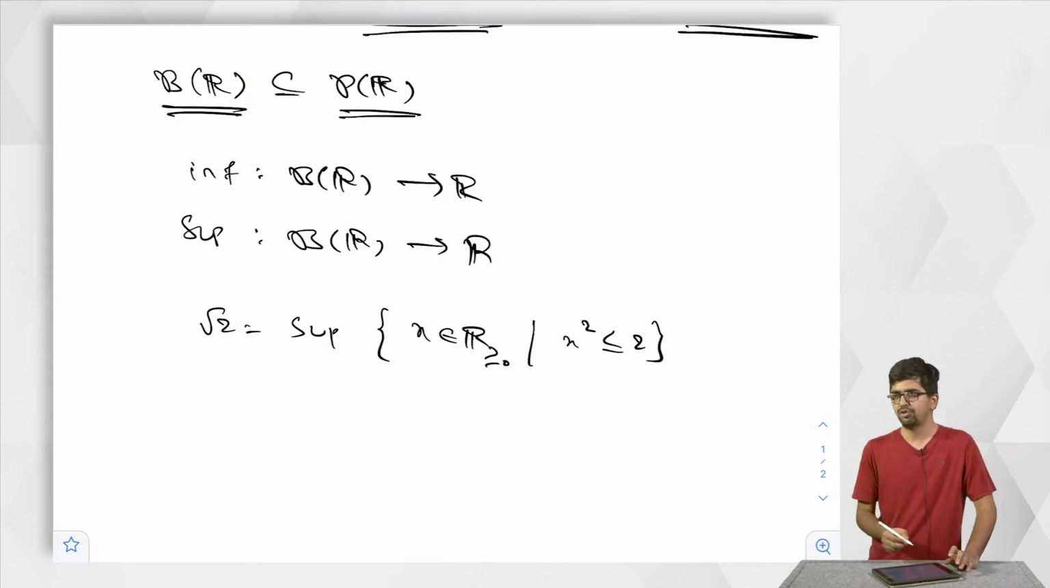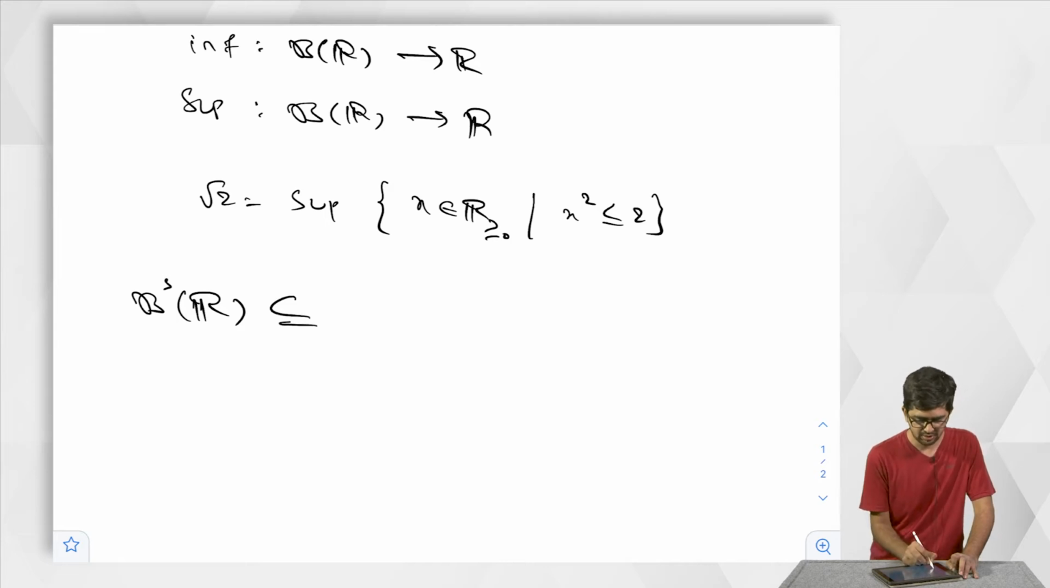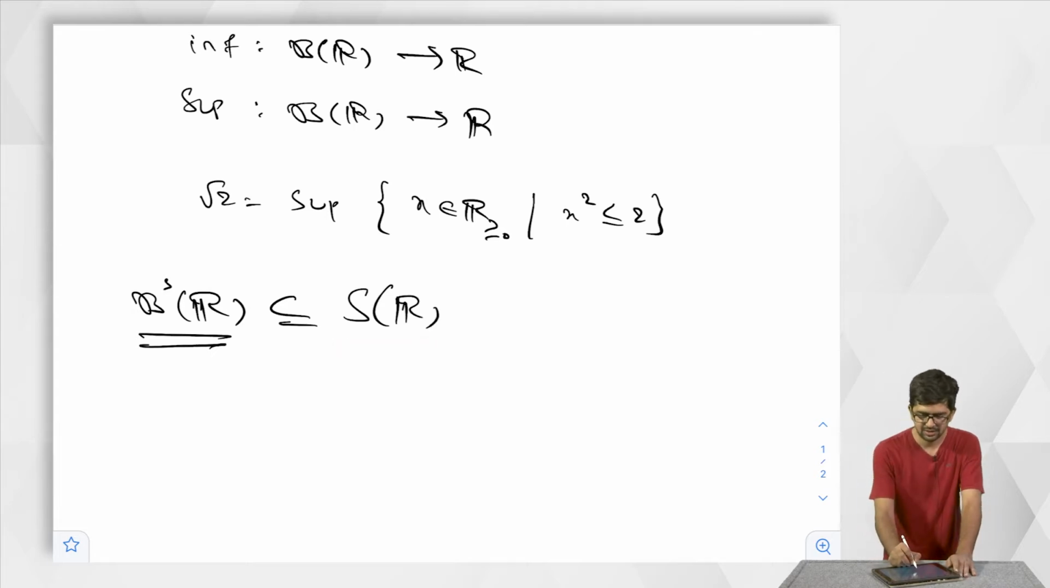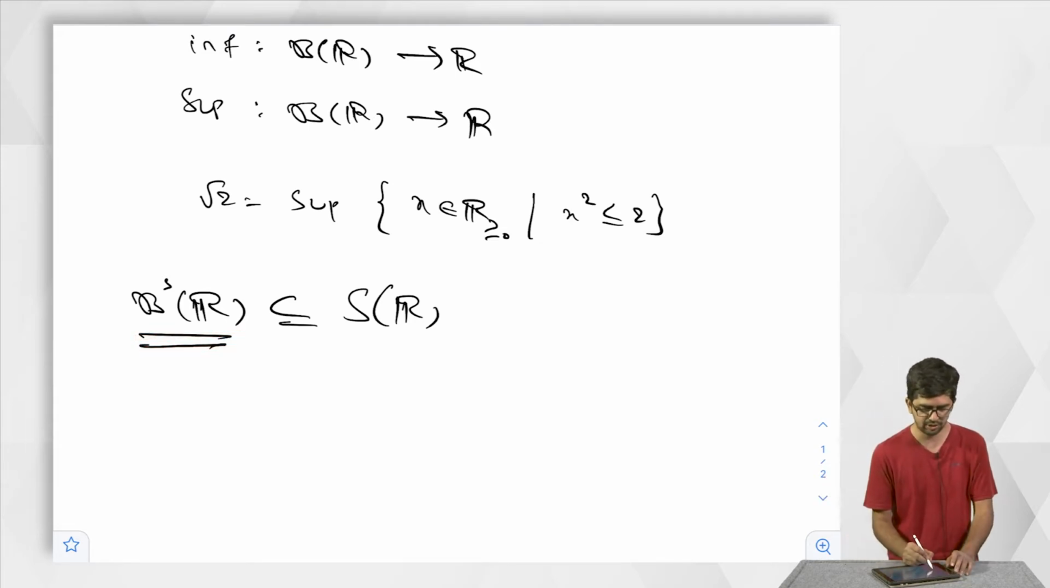Now for bounded sequences in R, unfortunately I am denoting that still by BR, maybe I will put an S here. Let us denote this to be bounded sequences in R. So SR was the notation for the set of all sequences in R, and BSR the set of all bounded sequences in R, sequences in R that are bounded both above and below.